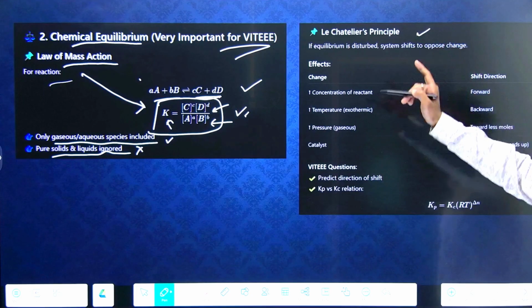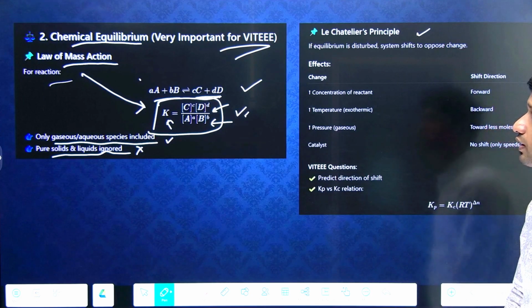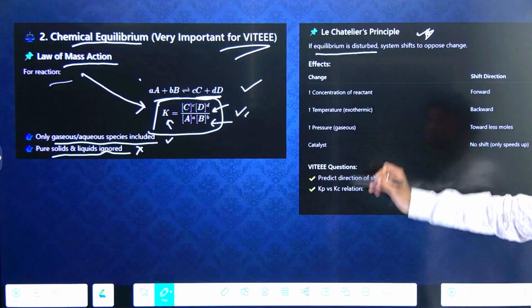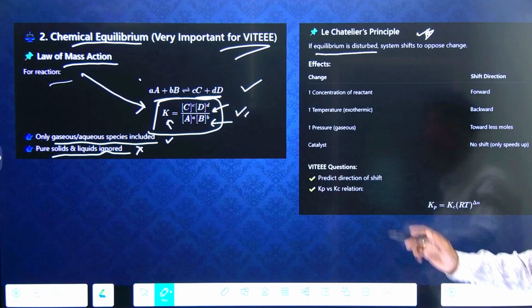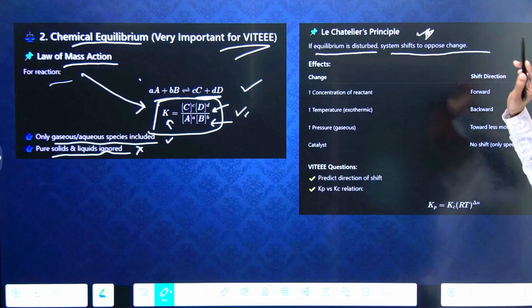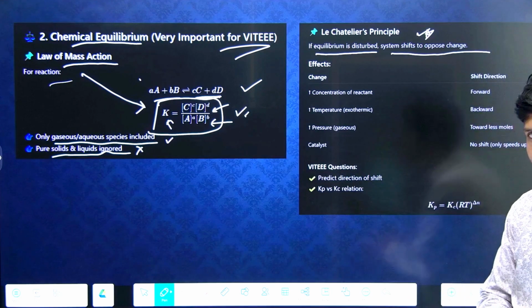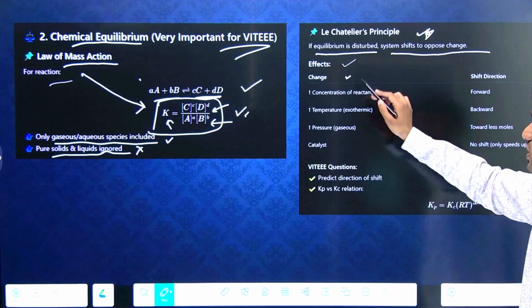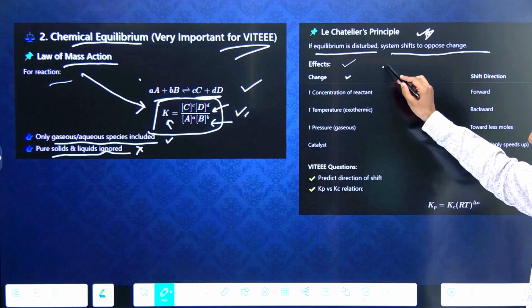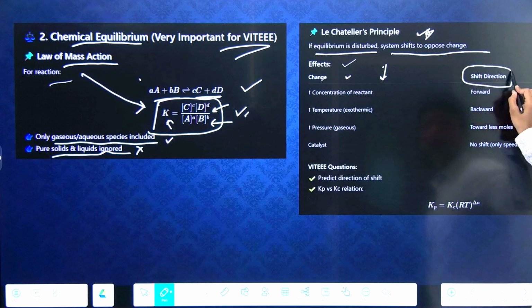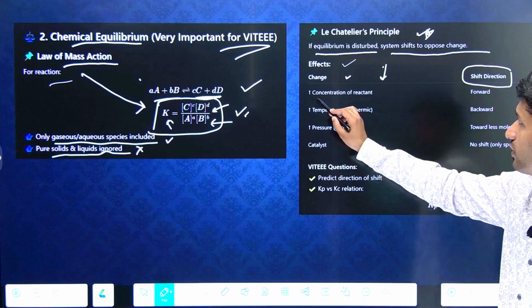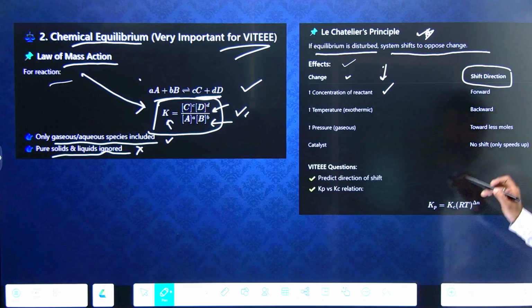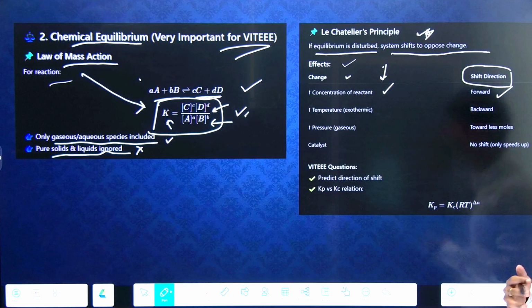Then comes Le Chatelier's principle, very important in your chemical equilibrium. So Le Chatelier's principle, what does it tell? If equilibrium is disturbed, the system shifts to the opposite change. Okay, so if equilibrium is disturbed, then the system shifts to oppose the change. Effects are what? If change actually takes place in all these formats, and this is the direction of the shift, right? If the concentration of reactant rises, then the shift is in the forward direction.